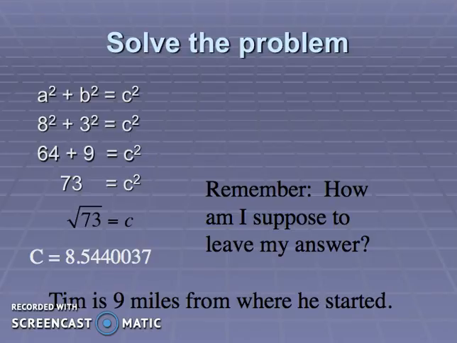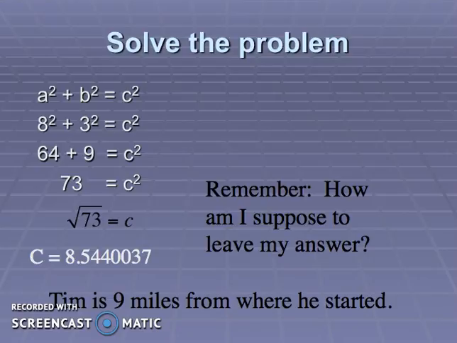So we're using the original Pythagorean formula here. So we're writing it as A squared plus B squared equals C squared, which is 8 squared plus 3 squared equals C squared. Square them out. 64 plus 9 equals 73. To find the value of C, we need to square root both sides. So C is going to equal the square root of 73, which equals 8.544037 miles.